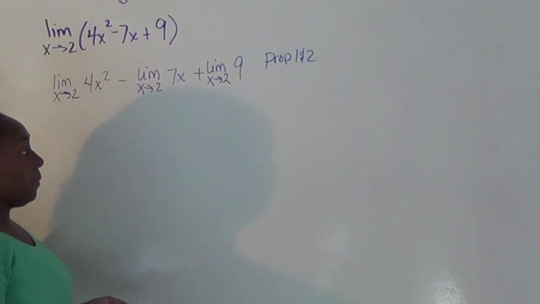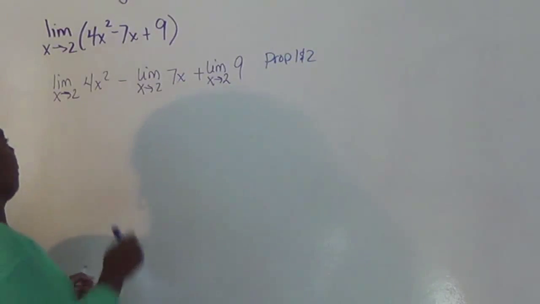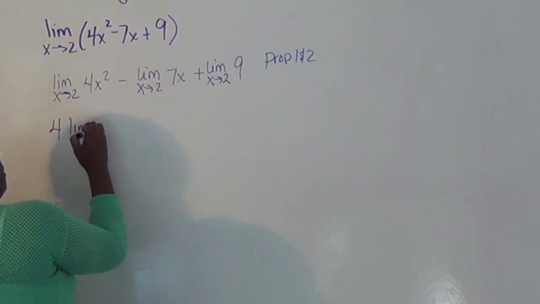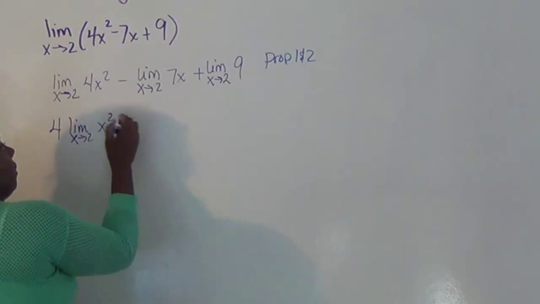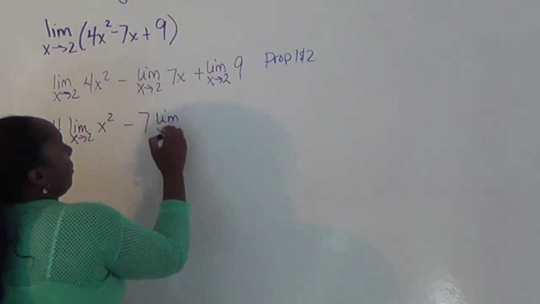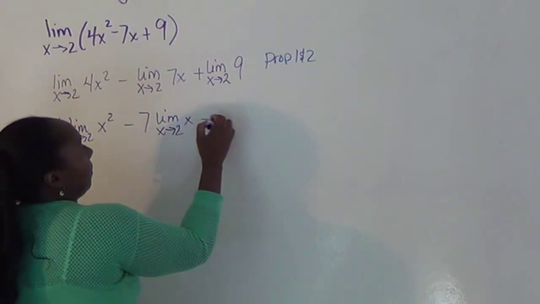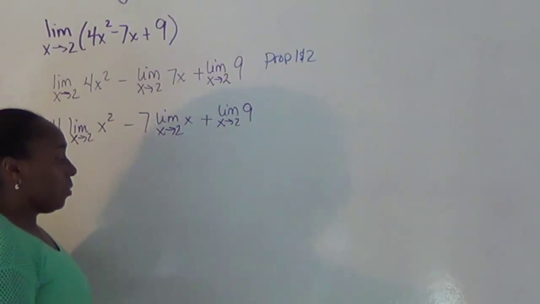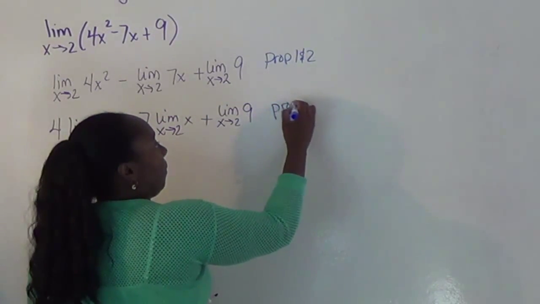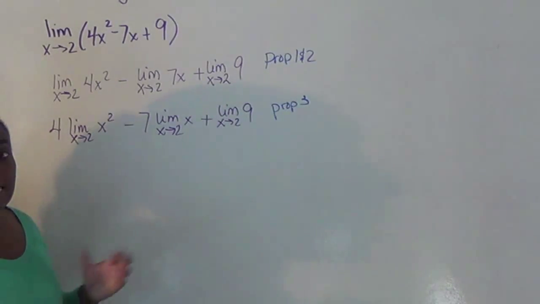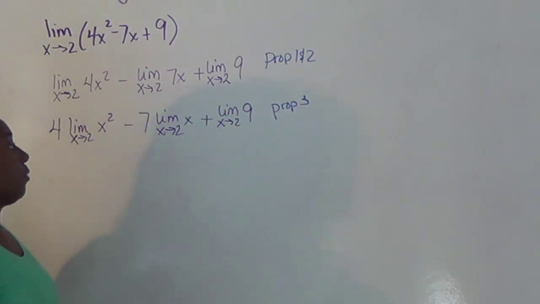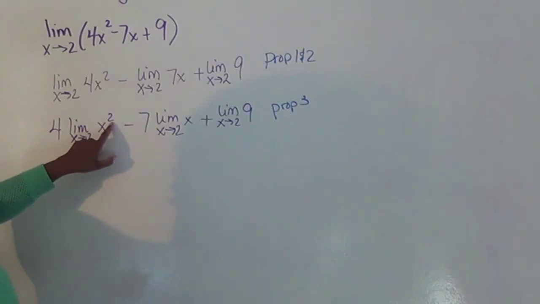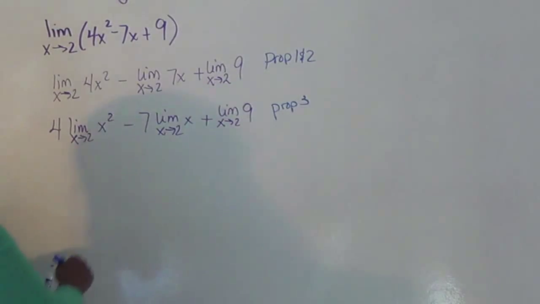Okay. From there, I can pull out those coefficients. So the 4 here I can bring out front. The 7 here I can bring out front. And this one's just going to stay as it is. And again, we can do this because of property 3. This was the one that said if I look at c times an f of x, I can pull that c out front. That's the scalar multiplication. Next, I can use my property 6 to bring out the exponent from my x squared term.